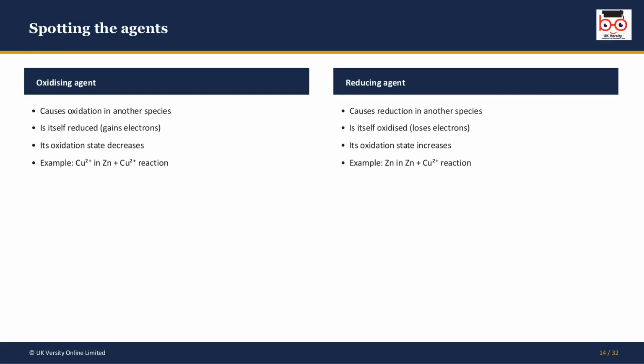Let's spot them side by side. An oxidizing agent causes oxidation in another species while itself being reduced, gaining electrons, so its own oxidation state decreases, like the copper 2+ ion in the zinc and copper reaction. A reducing agent causes reduction in another species while itself being oxidized, losing electrons, so its oxidation state increases, like the zinc in that same reaction.